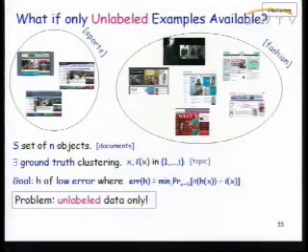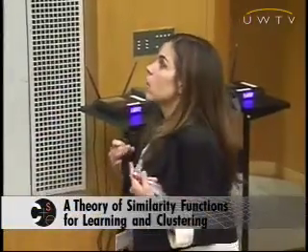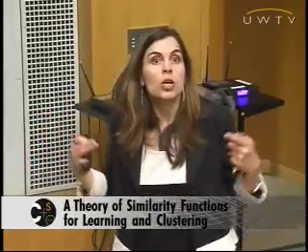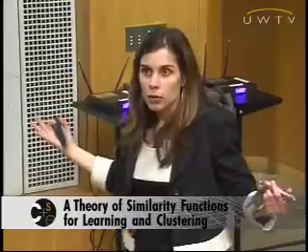But luckily, as usual in a clustering setting, we have a similarity function. Hopefully, it is somehow related to what we are trying to do. Hopefully, our similarity function is related to the topicness. And so given this context, the fundamental question that we address in our work is what natural conditions, what natural properties of the similarity function are sufficient to allow us to cluster well.